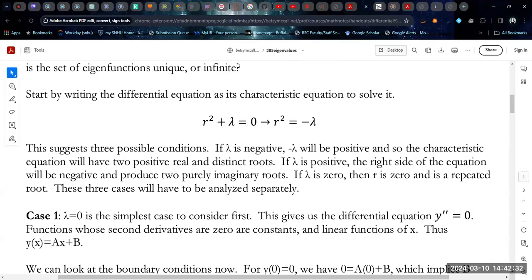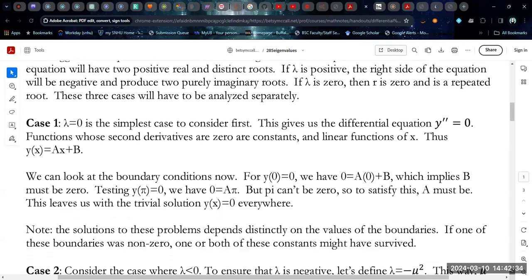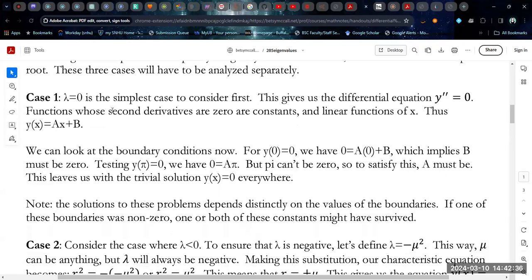So let's consider case 1. We'll start with the lambda equals 0 case, since that's the simplest case. If you replace lambda equals 0 in the original equation, you just get y double prime is 0. And again, back in the original differential equation, that will give you solutions that are constants and linear functions. And so y will take the form ax plus b. And then we can look at the boundary conditions to see if we can match this.